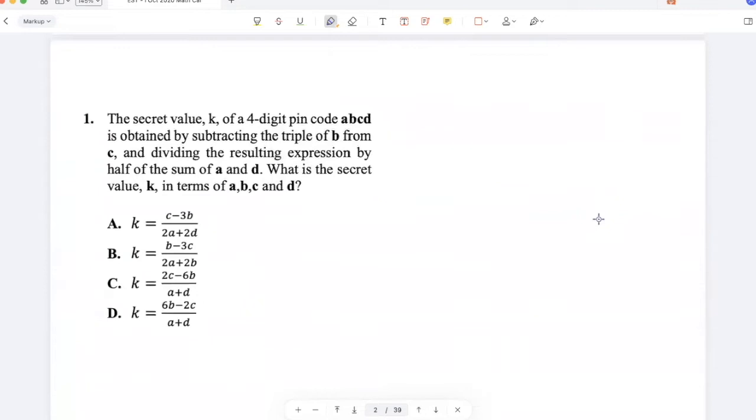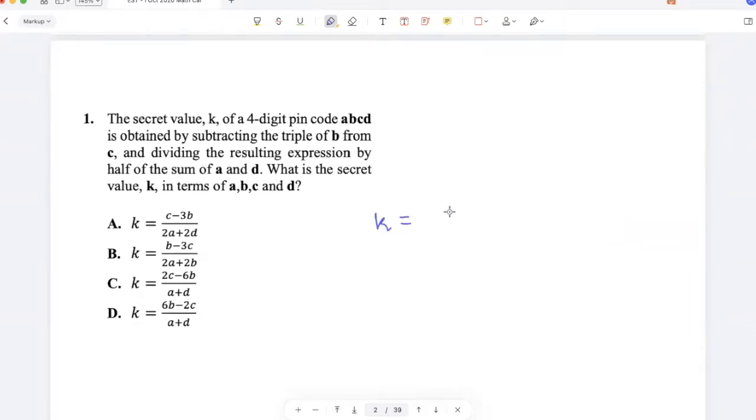The secret value K of a 4-digit PIN code ABCD is obtained by subtracting the triple of B from C and dividing the resulting expression by half the sum of A and D. What is the secret value in terms of A, B, C, and D?